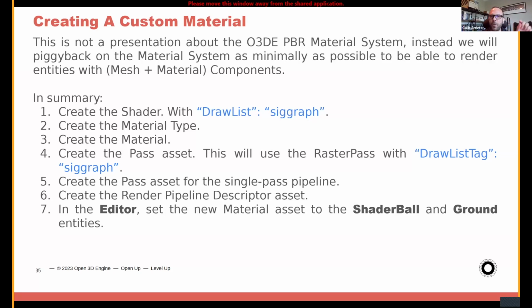So basically, remember, we are leveraging the material system and the mesh feature processor by understanding that each shader also has a draw list in the material. And thanks to that, we can hook up everything and be able to run our custom pipeline.